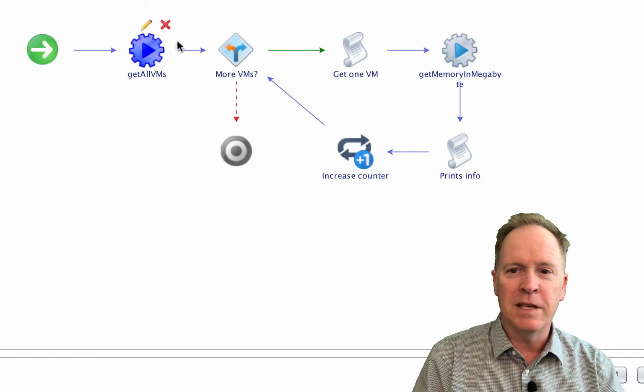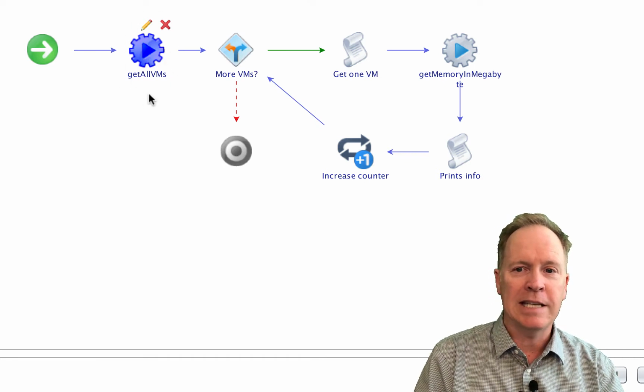But the short version of the discussion of this action here is this action returns a list, an array of VMs, into a variable called VMs.